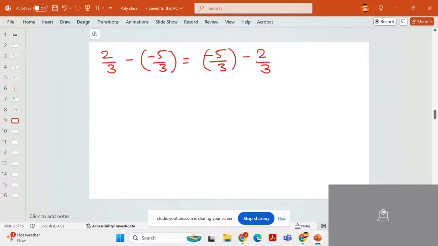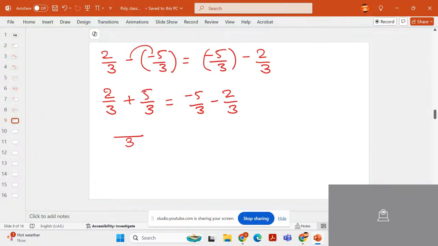So let us do it fast. 2 by 3, beta minus of minus plus, plus 5 by 3 is equal to, on the right hand side you have minus 5 by 3 minus 2 by 3. Since you have like fractions, since the denominator is the same, can we add the numerators?